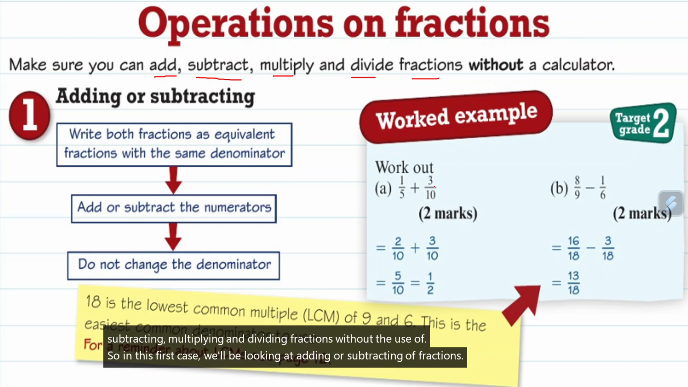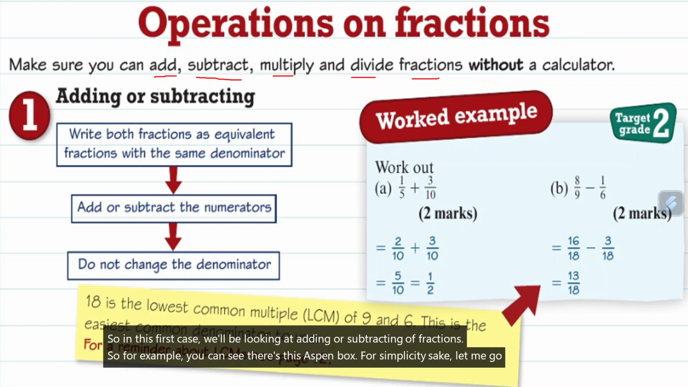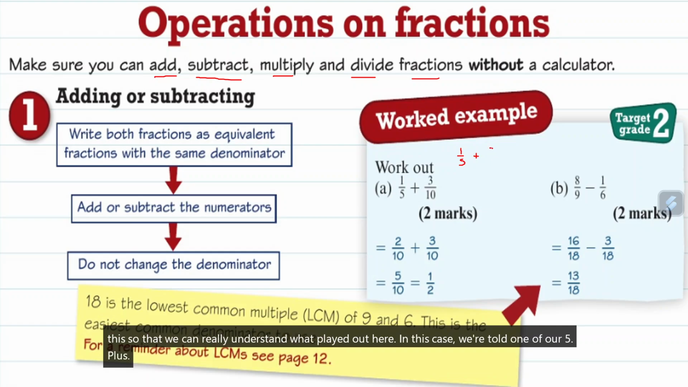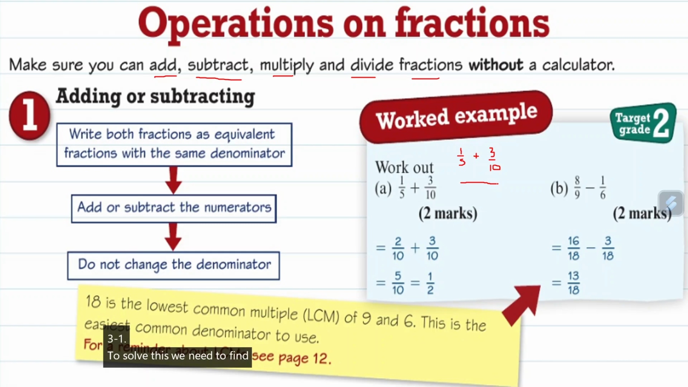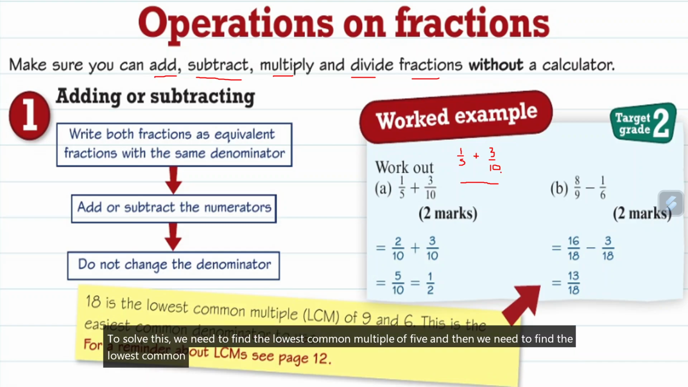So for example, you can see this has been done, but for simplicity's sake, let me go through these so that we can really understand what played out here. In this case, we're told 1 over 5 plus 3 over 10. To solve this, we need to find the lowest common multiple of 5 and 10.